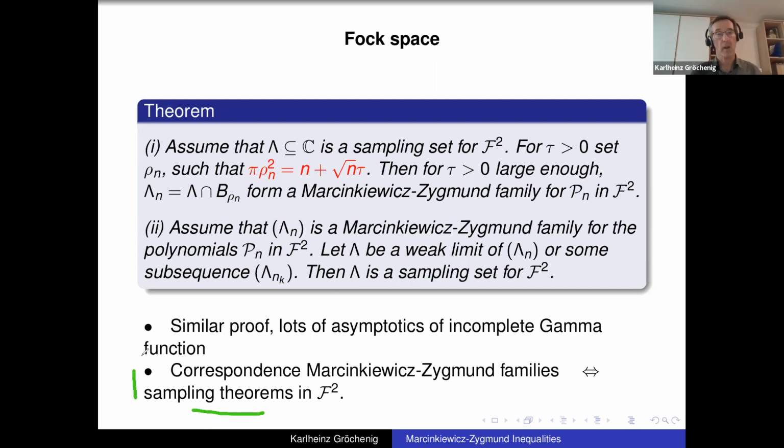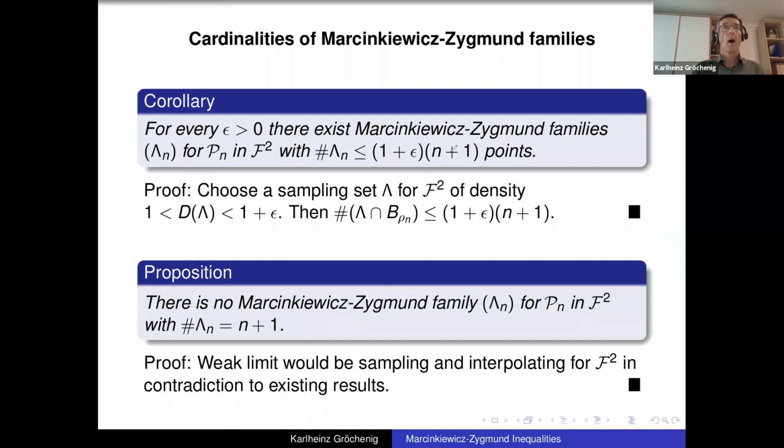Sampling sets for Fock space are fully characterized by the work of Yuri Lyubarskii. I think he will speak tomorrow, and of Christian Seip. These results go back to 1992, actually. So again, the problem of Marcinkiewicz-Zygmund families is understood modulo a substantial theorem about sampling in Fock space. Let me say a little bit more.